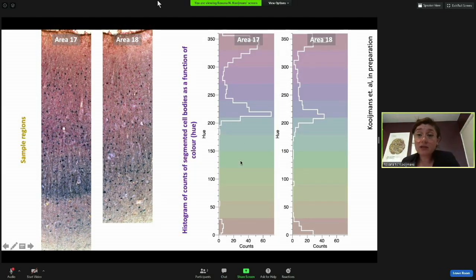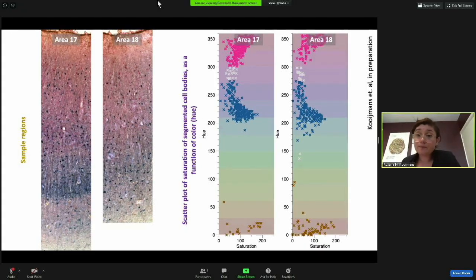If you plot the counts of all cell bodies segmented as a function of hue, you can see 3 very distinctive peaks: 1 for blue, which is parvalbumin; 1 for pink, which is calbindin; and 1 for brown, which is calretinin. This staining is also similarly saturated in all 3 channels. So this makes it very easy for us to split the data into 3 different channels.